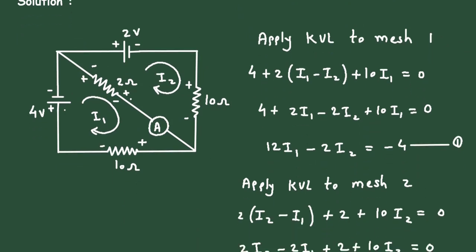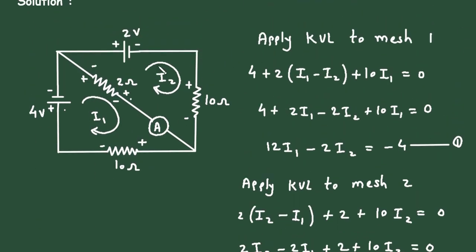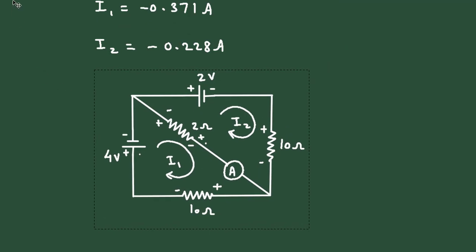Now in this circuit we have to find the current through this ammeter. We can see the value of I1 is minus 0.371 and the value of I2 is minus 0.228. That means in this circuit the direction of this I2 is counterclockwise and the direction of this I1 is also counterclockwise. That means the current will flow in this direction. So again let's copy this. The resultant current will be in this direction.